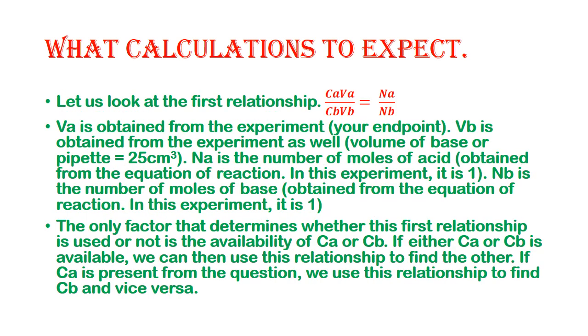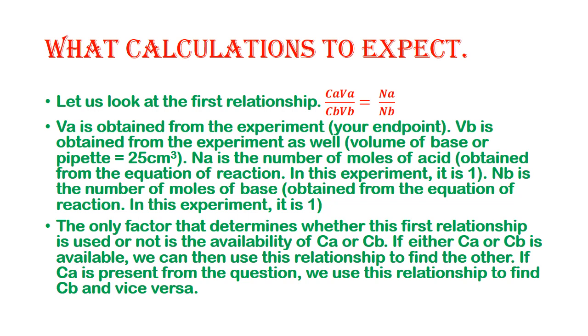Now we are looking at the first relationship, which is CaVa over CbVb equals Na over Nb. Va is obtained from the experiment, of course: your endpoint, your average titre value. Vb is obtained from the experiment as well, which is your 25 cm³ of base.